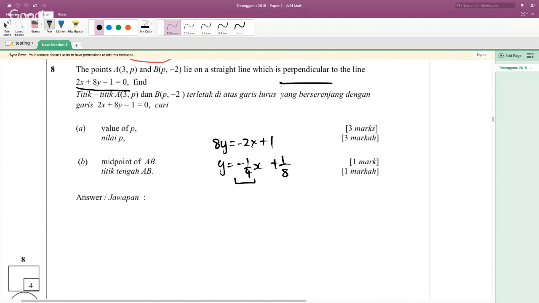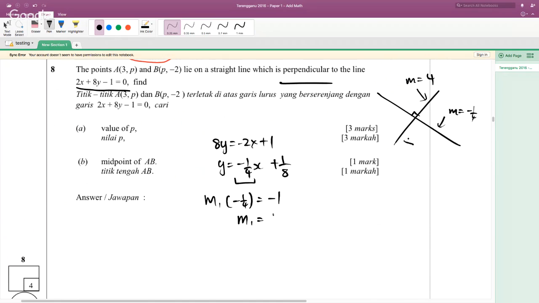And the question said that these 2 points are lying on another line. That means I have a perpendicular line here. One of the lines has gradient negative 1 over 4. And for this line, I want to find the gradient. Of course, I know the gradient is 4. How do I know that? I will use m1 multiply m2 equals negative 1. So my m2 is equal to positive 4.